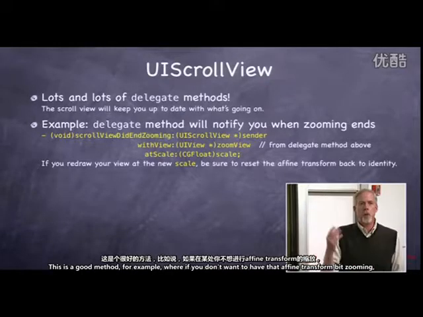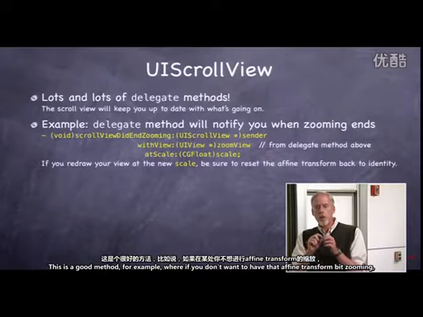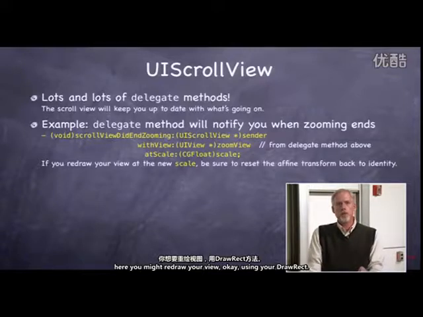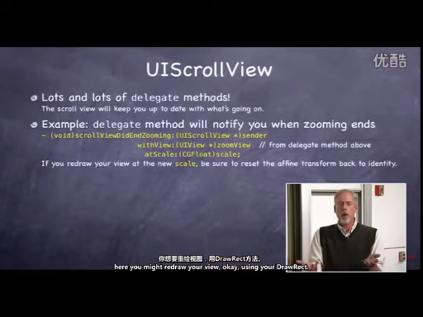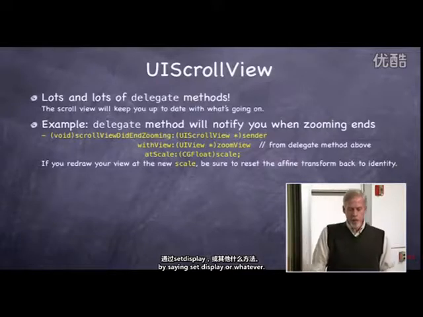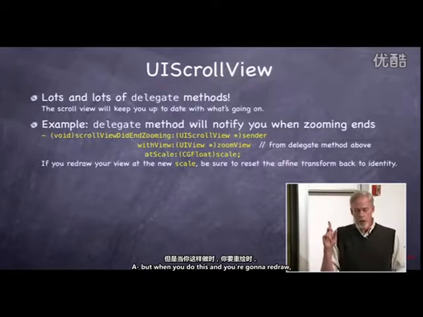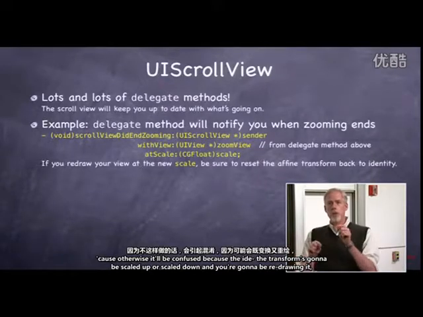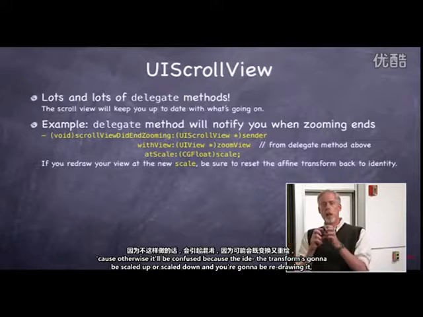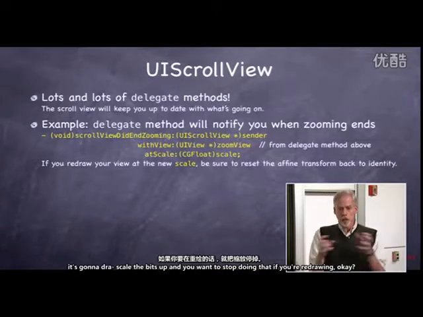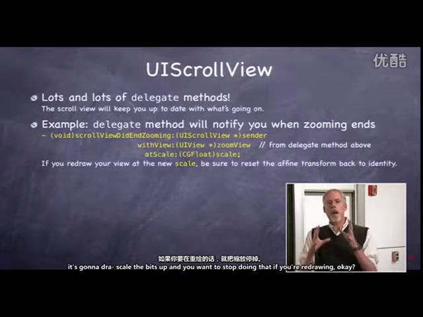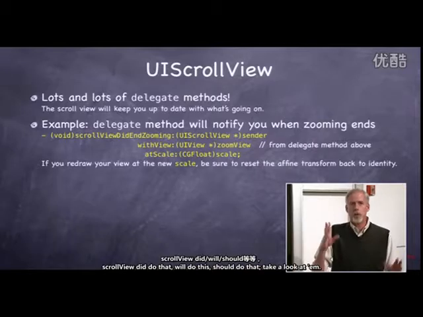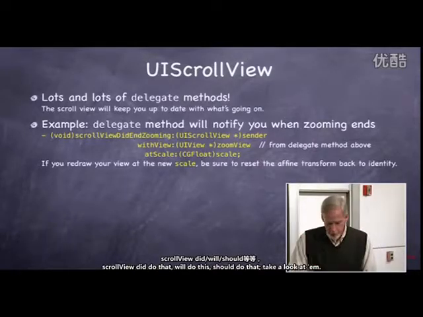This is a good method, for example, where if you don't want to have that affine transform bit zooming, here you might redraw your view. Okay? Using your drawRect by saying setNeedsDisplay or whatever. But when you do this and you're going to redraw, make sure you set your transform back to the identity one, because otherwise it'll be confused because the transform is going to be scaled up or scaled down, and you're going to be redrawing it. It's going to scale the bits up and down. You want to stop doing that if you're redrawing. Okay. So anyway, all the other delegates are, scrollViewDidDo that, willDo this, shouldDo that. Take a look at them.